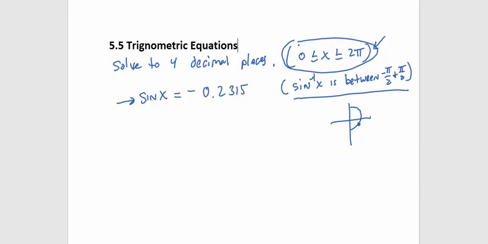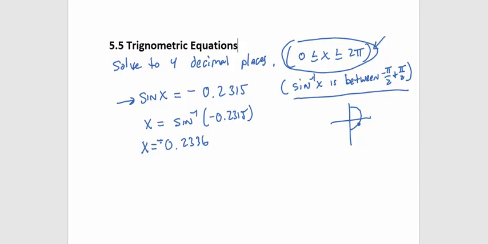Alright, so the first thing we want to do here to solve for x is take sine inverse of both sides. So we'll take sine inverse of the left, sine inverse of the right, and what we end up with is sine inverse of this 0.2315. When I take the inverse of that, it's going to give me this negative angle, negative 0.2336. We wanted 4 decimal places, but that's negative.